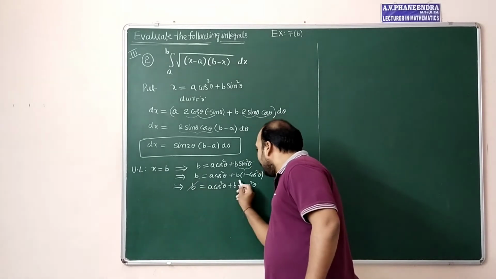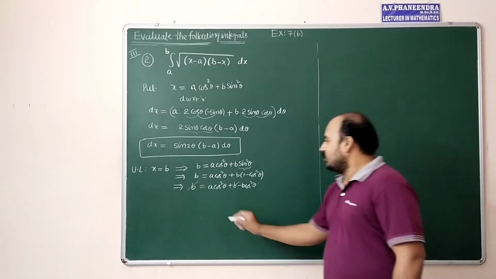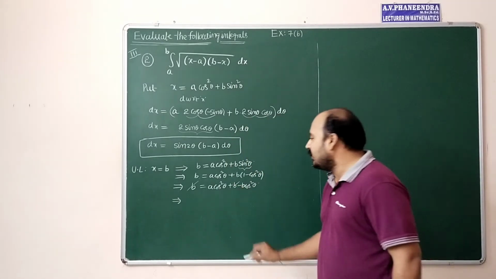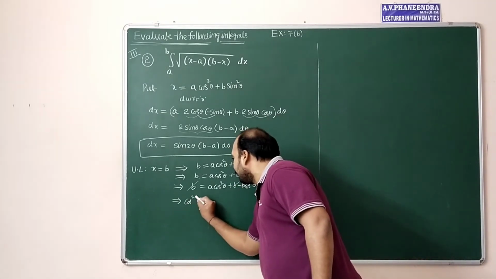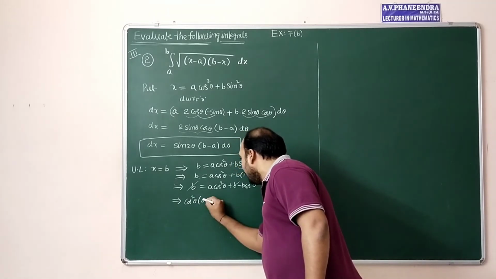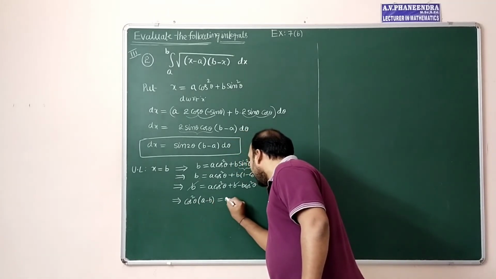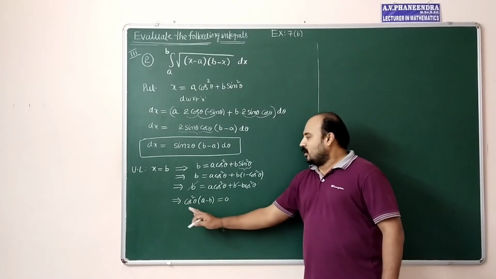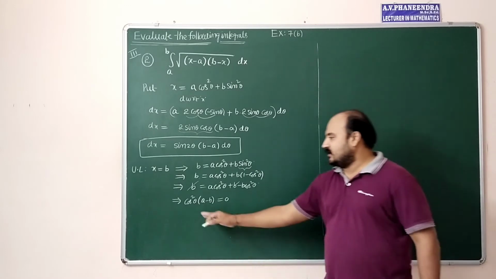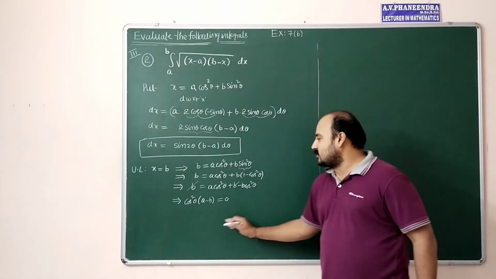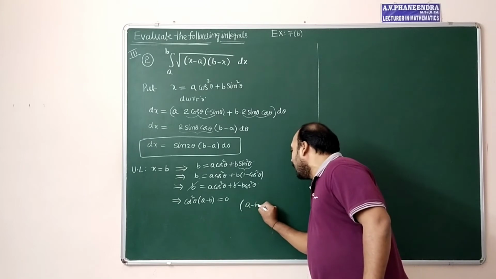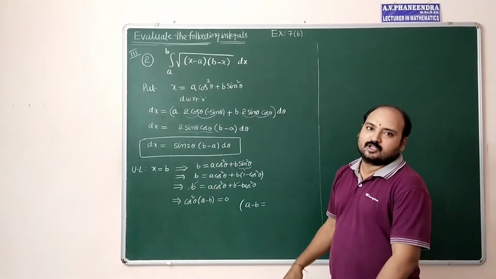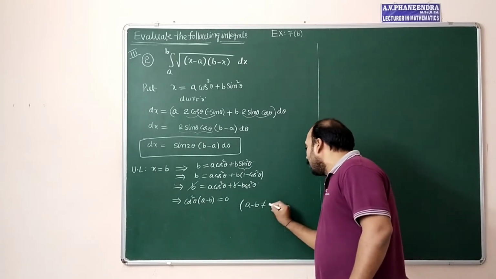On both sides b gets cancelled. That implies from these two terms take cos square theta common. So cos square theta into (a minus b) is equal to, on this side no element is there, so 0. The product of two terms equal to 0 means either this value equals 0 or this value equals 0. Suppose a minus b equals 0, then a equals b, but a equal to b means the given integral does not exist. So it's not valid. So a minus b should not be equal to 0.